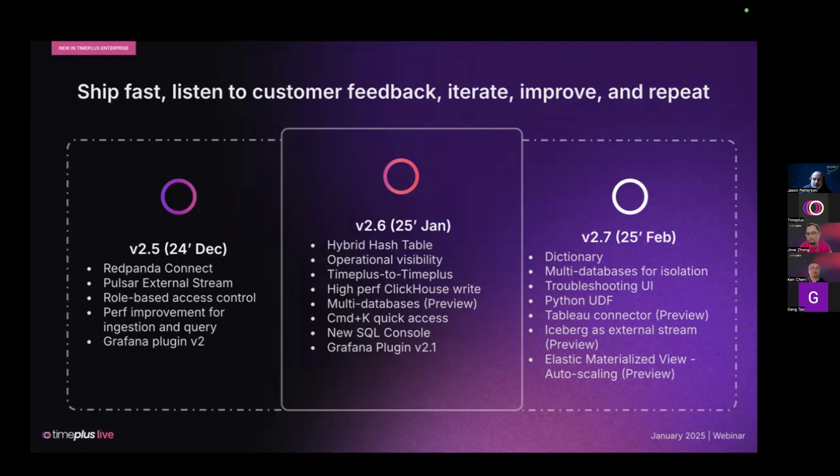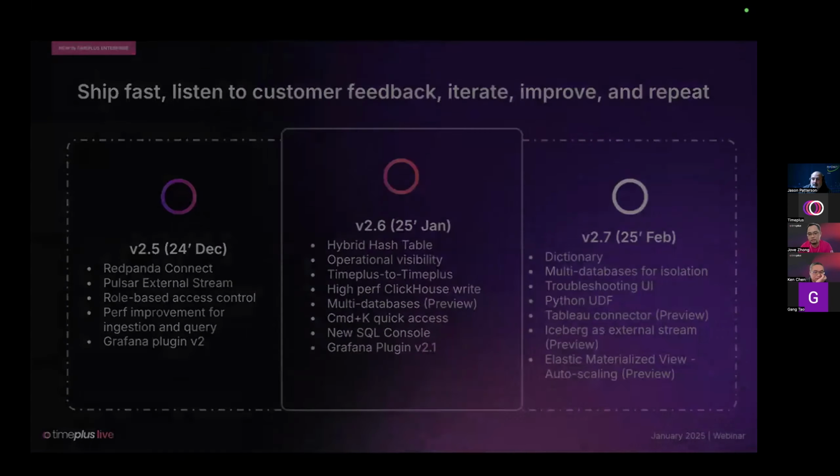For example, 2.7 will include the dictionary, and you can also put your objects in different databases for isolation. And the Python UDF, the Iceberg, and stateless materialized view are coming very soon. If you see anything relevant to your use case, contact us to get early access to the 2.7 new version. You can also join the webinar next month, almost the same time, and we'll talk about those features.